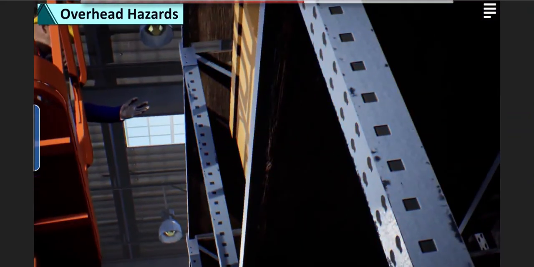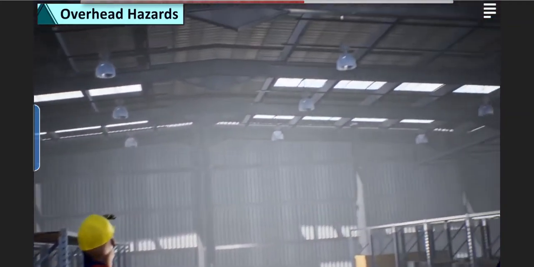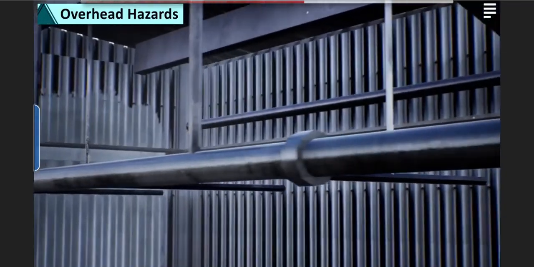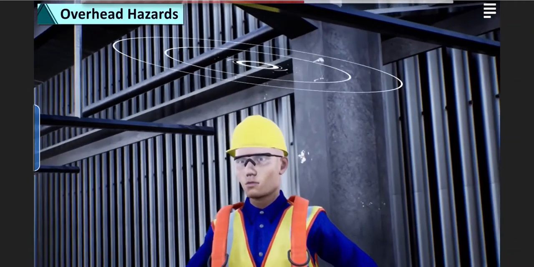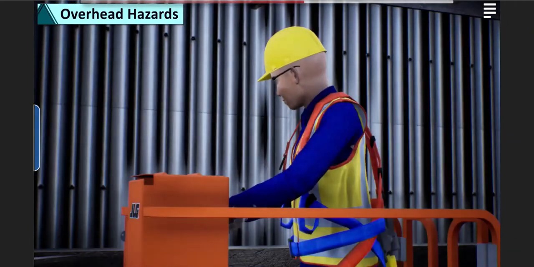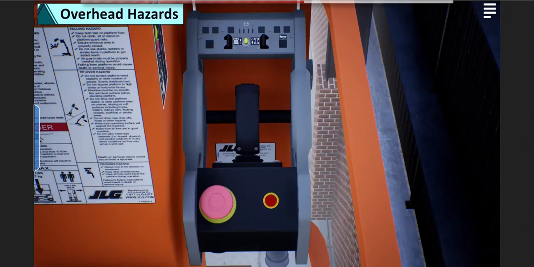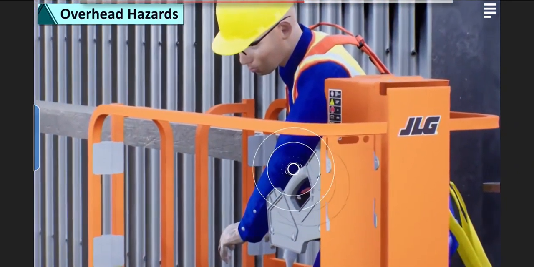If workers are leaning or reaching over the railing or basket edge, they can also be crushed between the platform and the object. When working on the platform, you should always check the area for overhead hazards and avoid working near them when possible. Operators must always be aware of the clearance between the platform and any nearby objects. When working on the platform at heights, deactivate the controls on the platform anytime they are not needed, so they can't be accidentally activated if someone bumps into them.